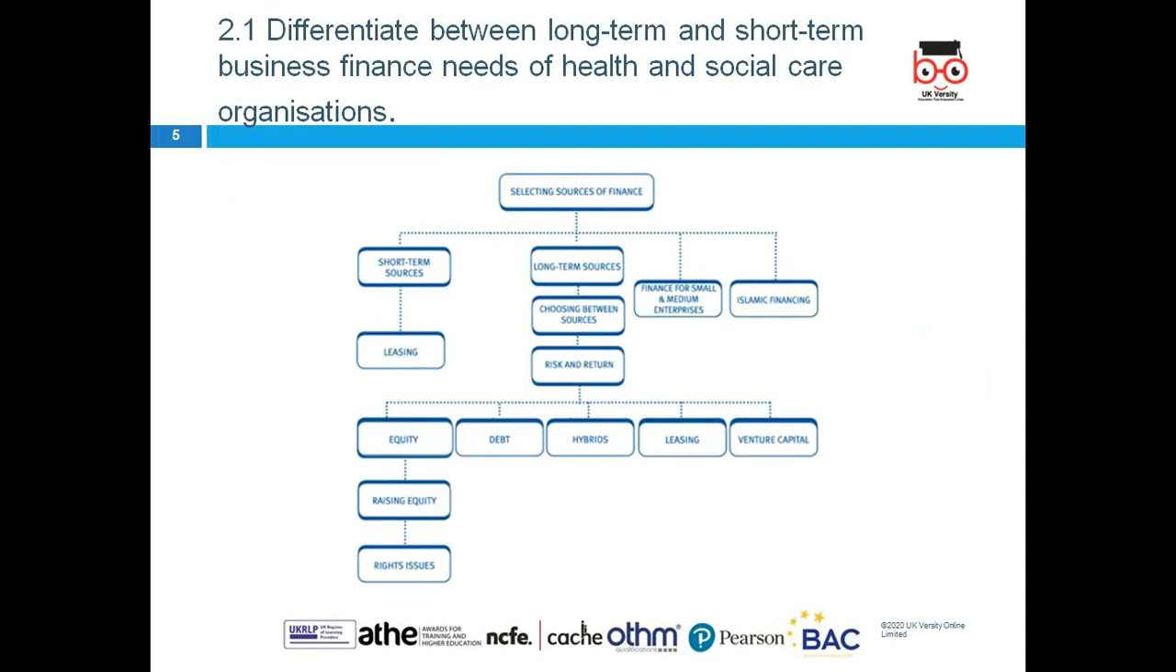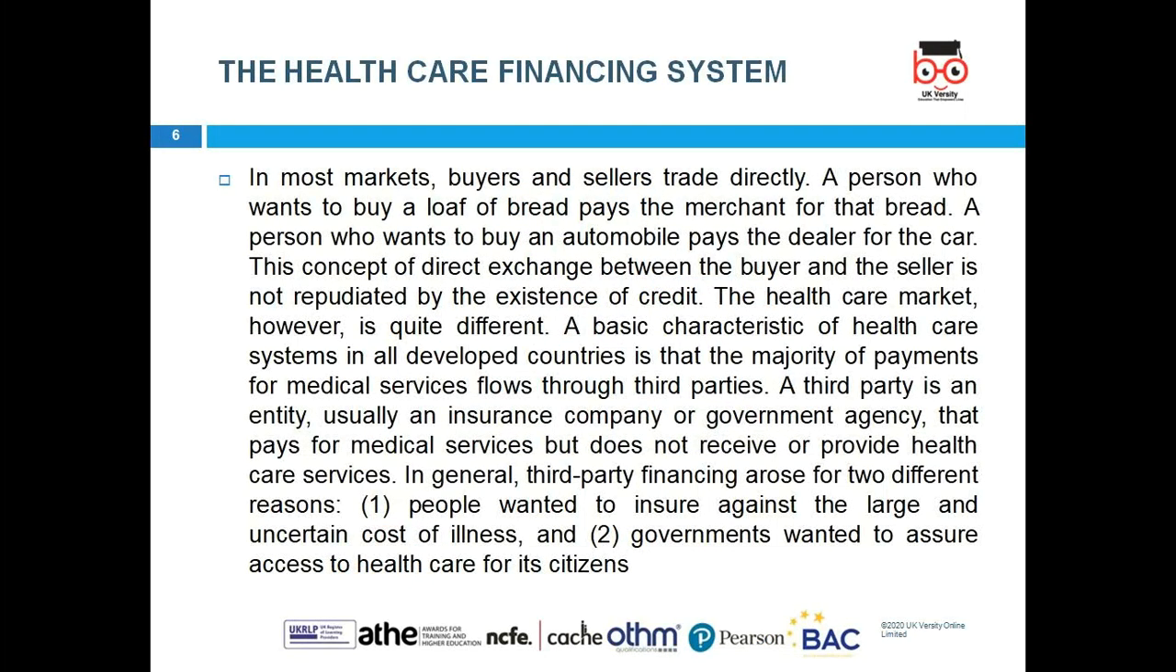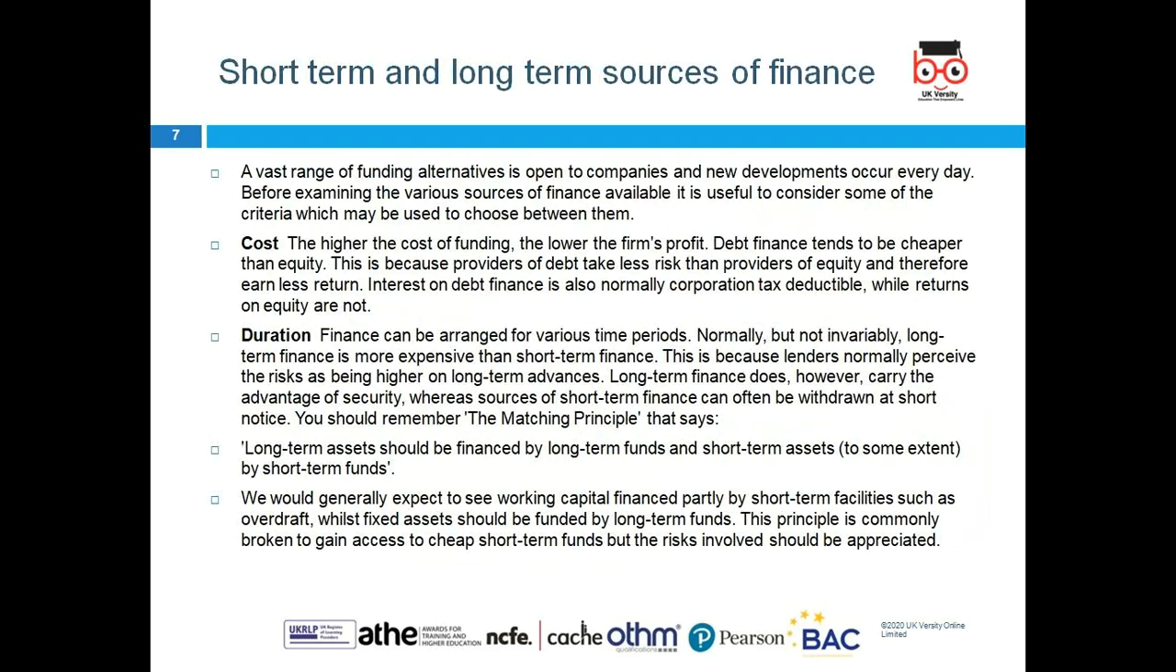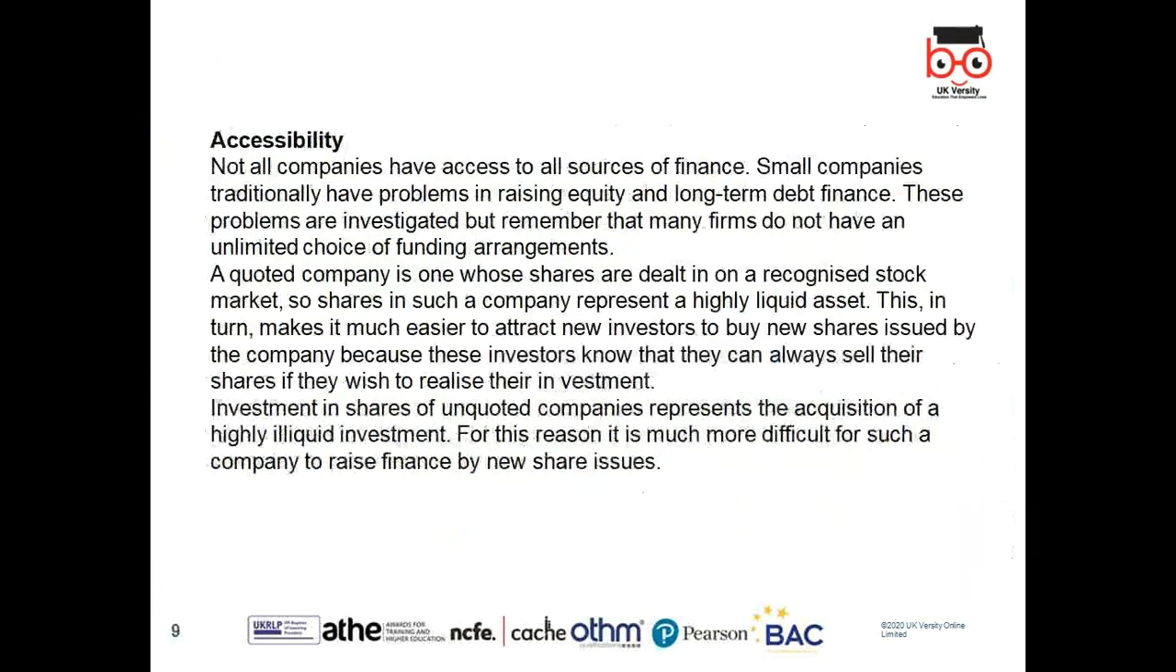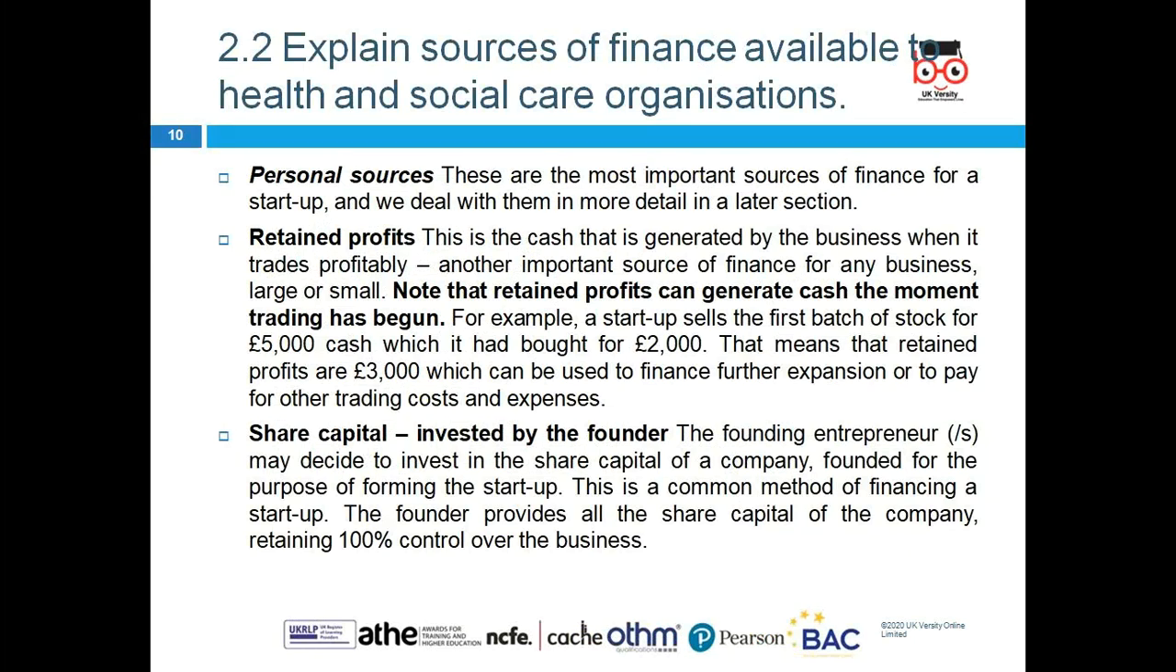Okay, so in the first part, 2.1, we discussed the short term and the long term. Short term is a one-year overdraft, or if we already have retained profit in our organization, we can use it. If we have cash, or a spare asset, we can sell it to generate money. Long term, we can issue shares, or we can borrow money from the banks. That is the debt end. Next, we're looking to explain the sources of finance available to health and social care organizations.